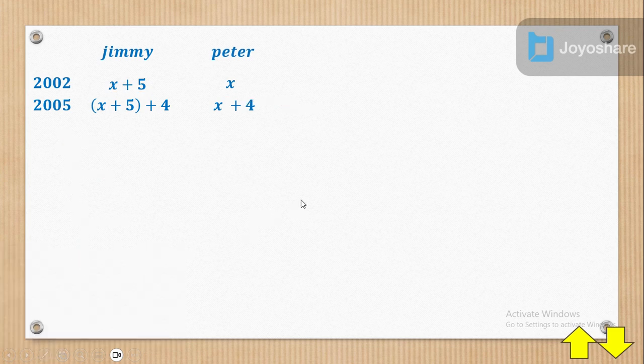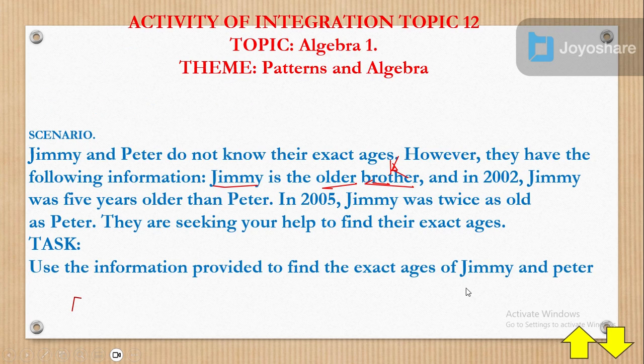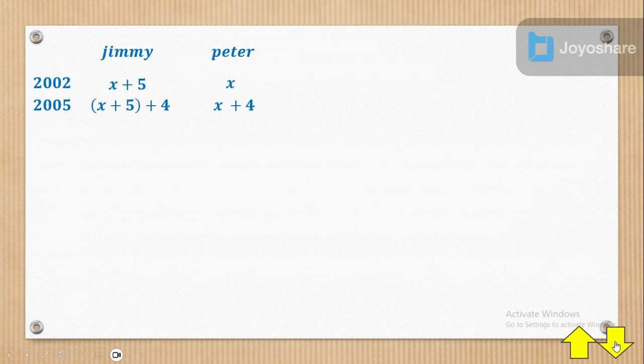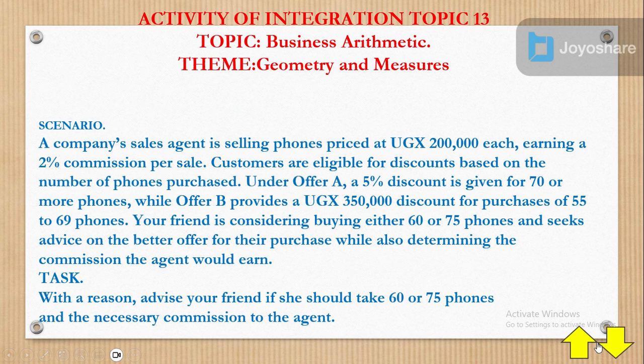Okay, now having done that, please note that the plus 4 is picked from the range between 2002 and 2005. They are 4 years. We read them on paper starting with 2002 up to 2005 and you count the years that are 4. So Jimmy was twice as old as Peter. Now this statement, Jimmy was twice as old as Peter, let's go and analyze it. It will give us the answer.